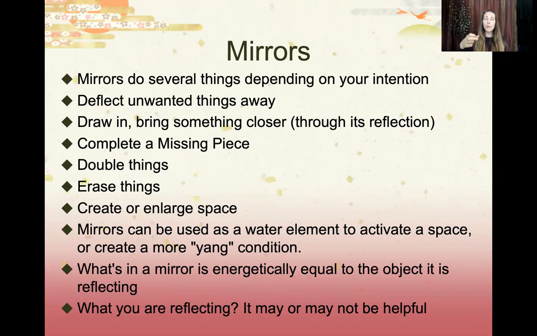Mirrors can complete a missing piece. So as we've looked at some of those floor plans that weren't complete. Mirrors double things. Think about like if you're in a dressing room and you've got mirrors on either side, all of a sudden there's a whole bunch of you standing in there. Mirrors can erase things if we put mirrors over something that we don't want to be seeing. Mirrors can be used as a water element to activate a space or to create a more yang condition. So if things are too yin in a space, we can add a mirror.